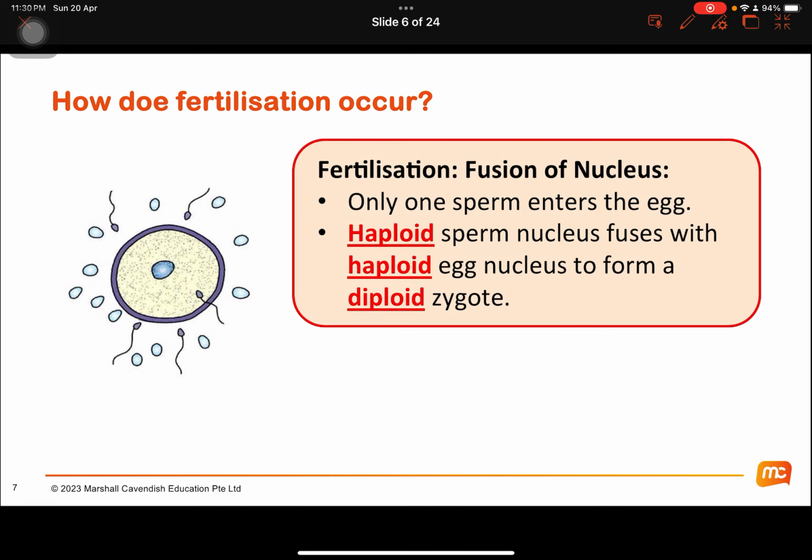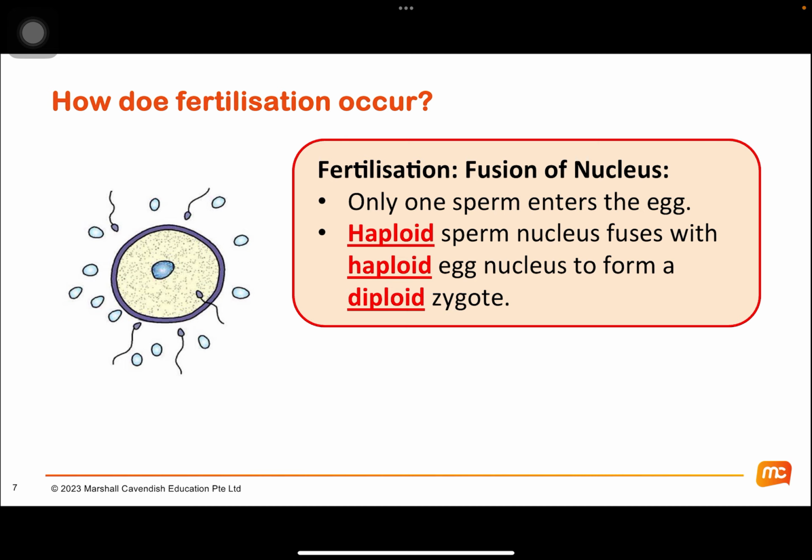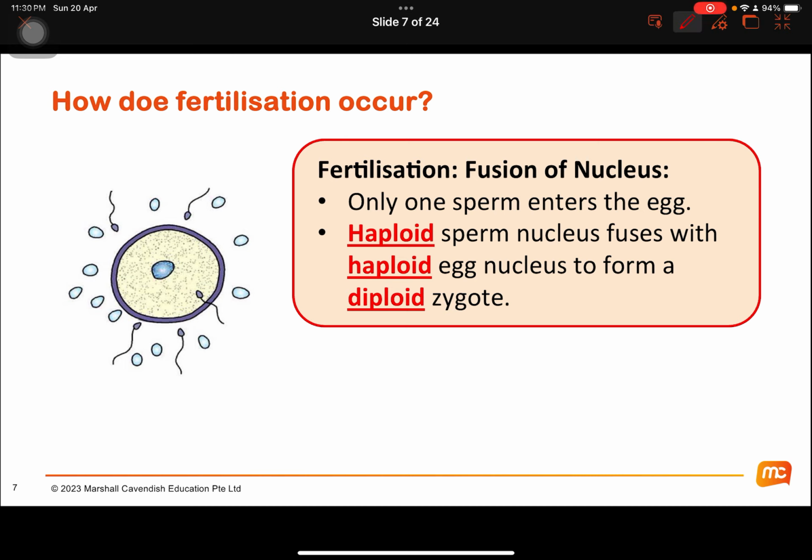Then after successful penetration, the ovum itself will also undergo changes. The ovum's outer layer will undergo change. The purpose is to prevent another sperm from entering. So the egg itself has its own protection, its own mechanism to prevent another sperm from entering.